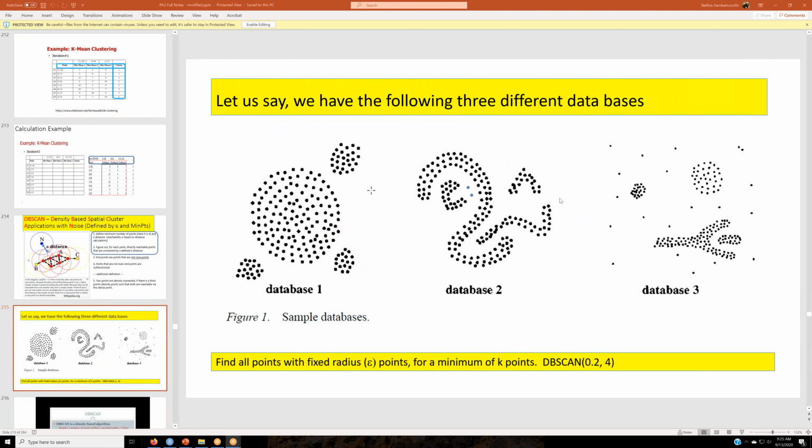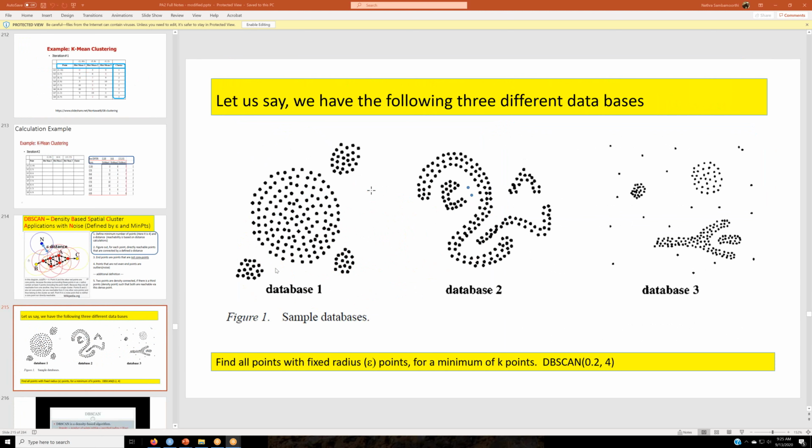Yes, this is clear. I think here the example is about minimum points of 4, but that's more to a discretion, right? It can be anything that we can give. Epsilon distance can be anything that we can give. Based on the analysis purpose, you have to try different circle sizes and minimum conditions. Yes, you're right.